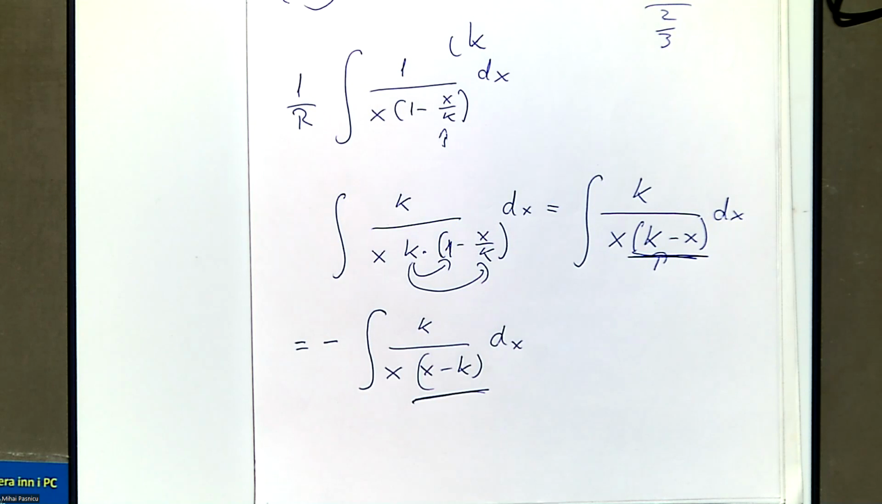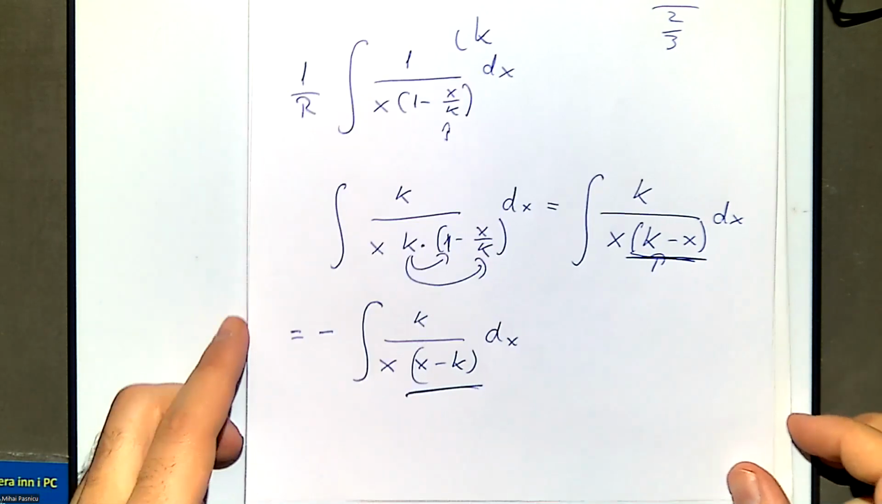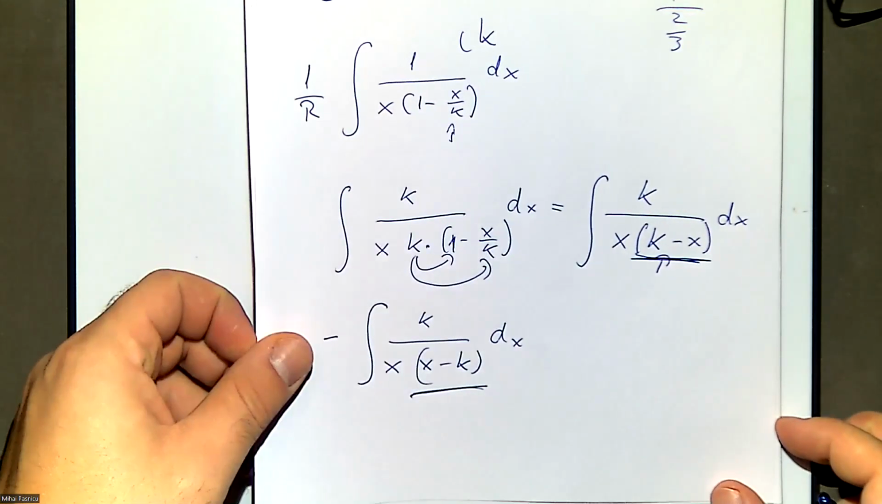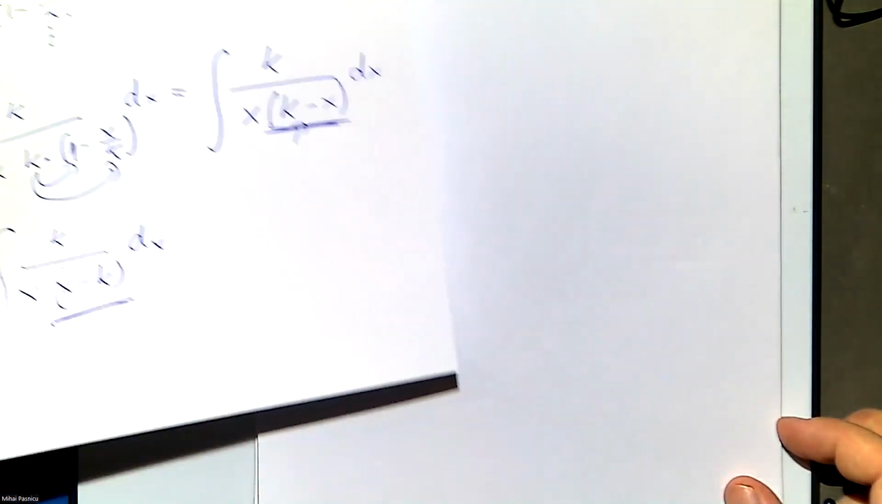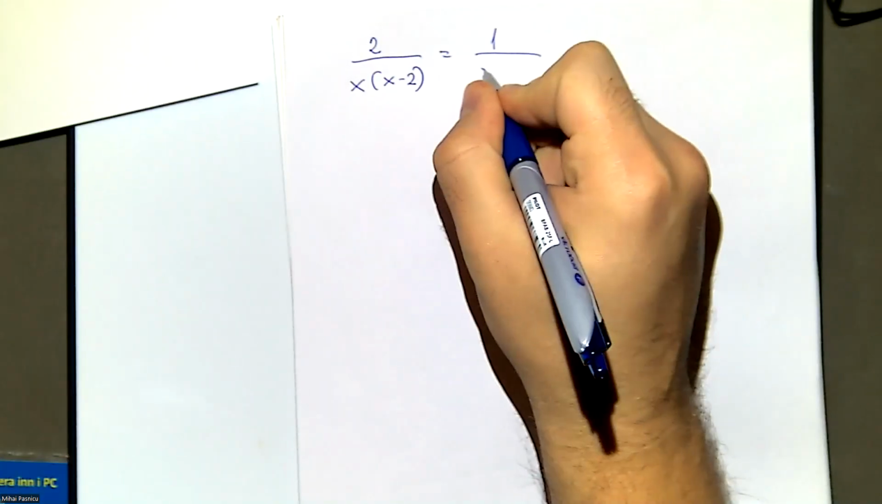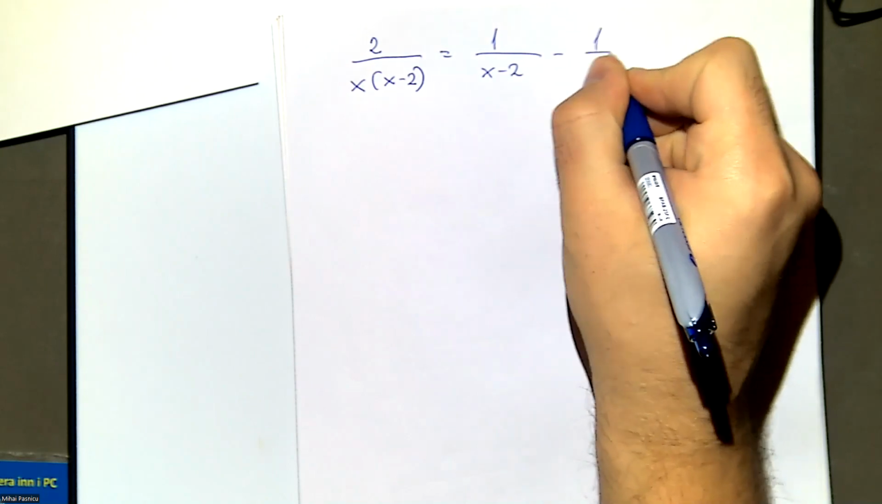And now here comes the cool, I guess, trick, which works quite nicely. It goes like this. I'll give you an example. The trick goes like this. 2 over x times x minus 2 is equal to 1 over x minus 2 minus 1 over x.